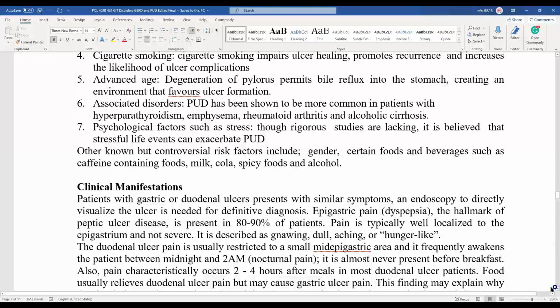There are other factors, but which are said to be controversial, that certain food, spicy food, alcohol can predispose to peptic ulcer.